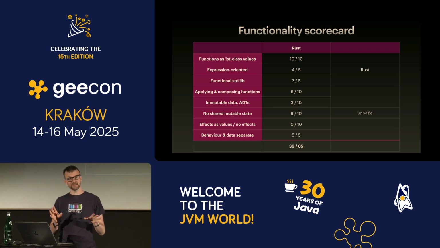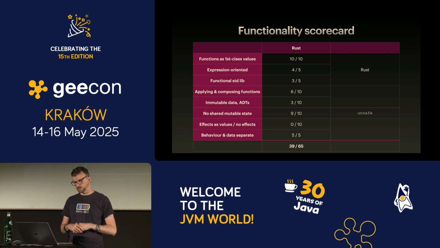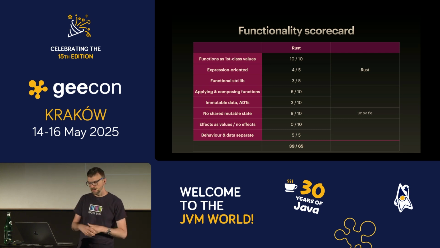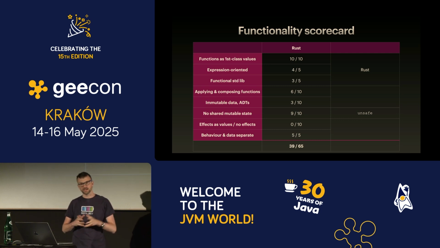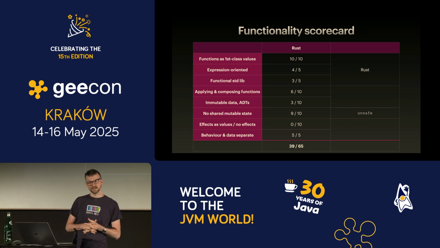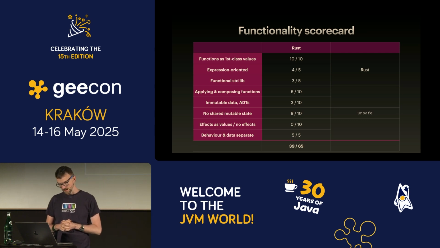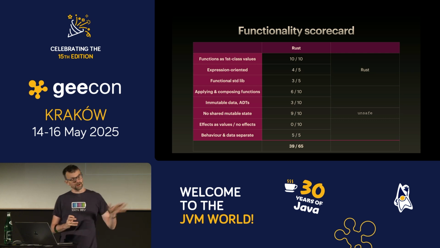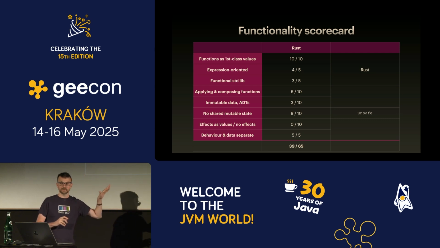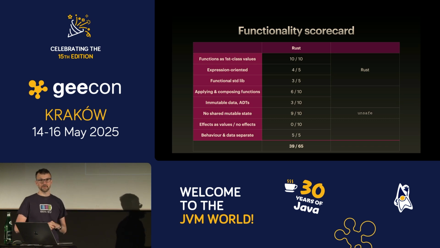Behavior and data are separate. In Rust, you don't get any object-oriented features, so you cannot really combine data and behavior. You do have enums and algebraic data types, which are the default way of modeling your data. Rust takes a different approach, for example, to managing memory, but overall, it is quite functional.